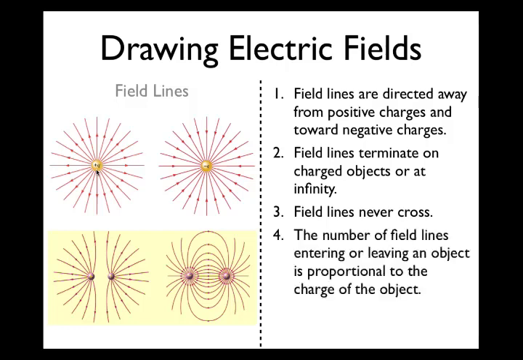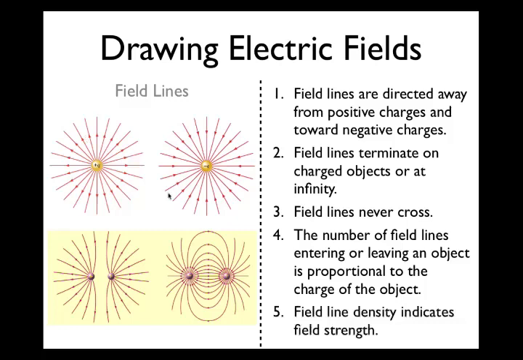The number of field lines entering or leaving an object is proportional to the charge on the object. So these diagrams don't directly show that because we don't show the size of these charges. But if this was my field line diagram for this positive charge, if for some reason I took this positive charge away and I replaced it with one that had twice as much charge but was still positive, I should draw my field line map having twice as many electric field lines as the one that I've shown right here.